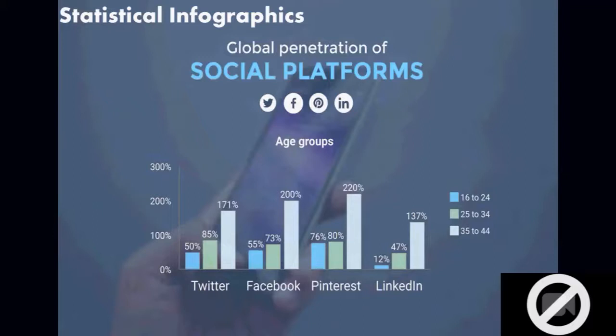In this statistical infographic, for the users of social platforms like Twitter, Facebook, Pinterest and LinkedIn, this much percentage of people are using each social platform. They show the percentage of users.